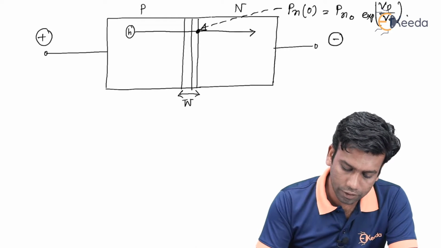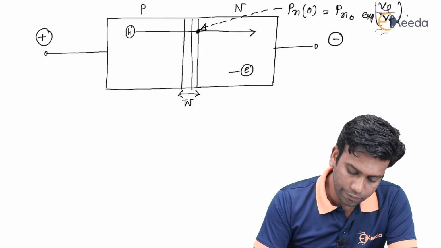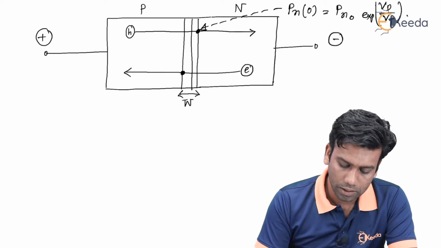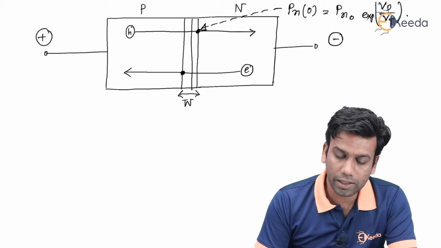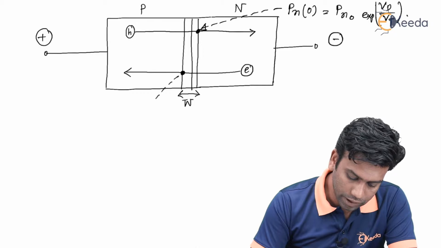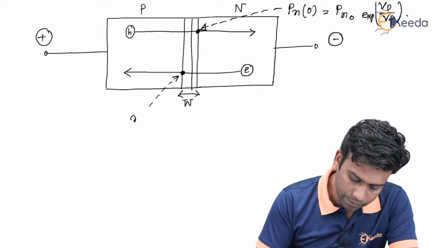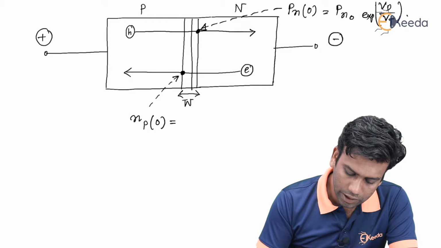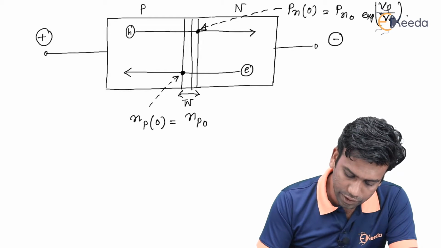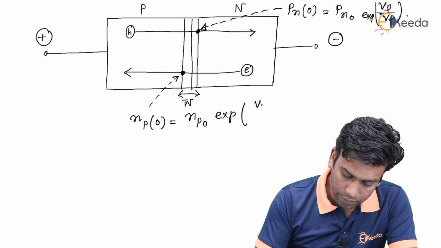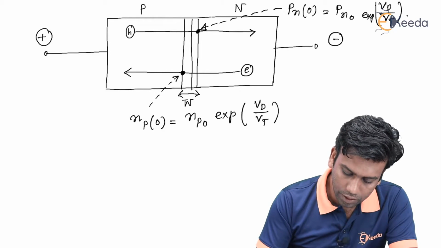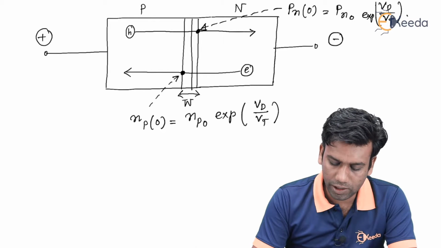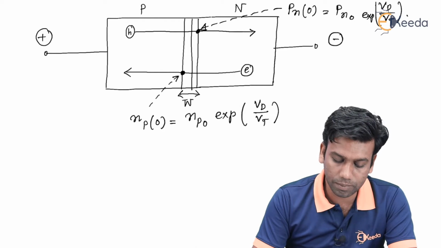Similarly, when the electrons of the N side flow from N to P, after crossing the depletion region, they become the minority carriers in the P side, and the concentration at this point can be written as: electron concentration in the P side at x equals 0 is equal to N P0 exponential V d by V t, where V d is the applied forward bias to the diode and V t is the thermal voltage of the material of the diode.